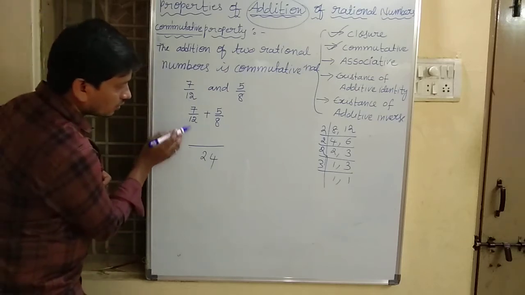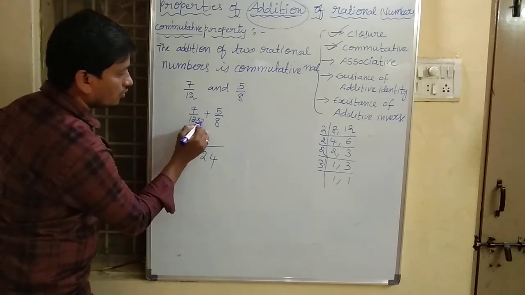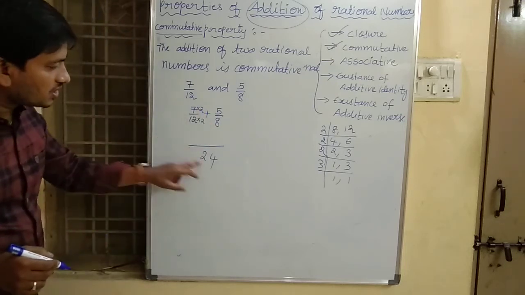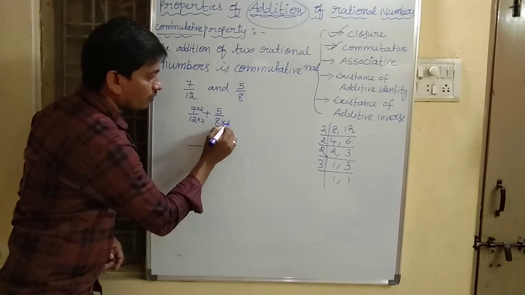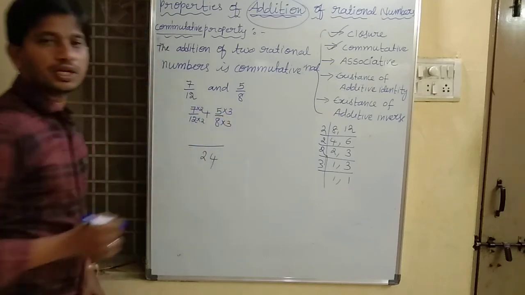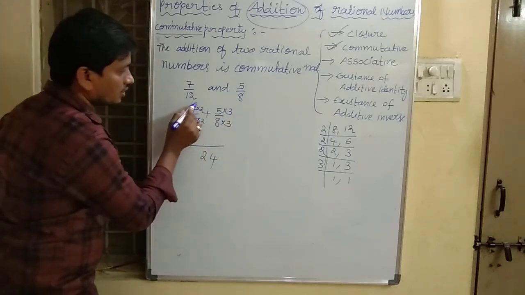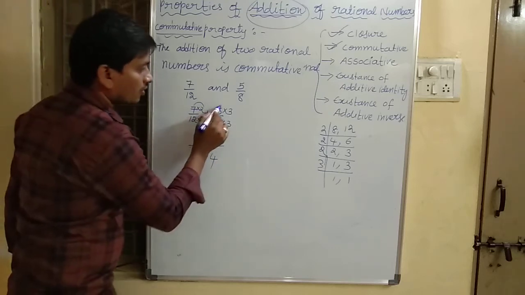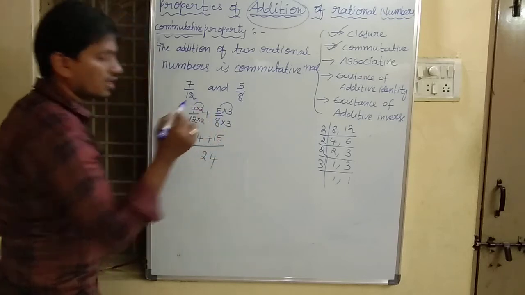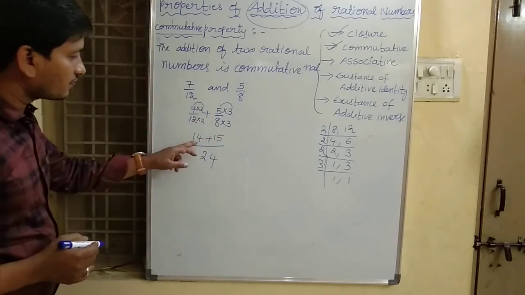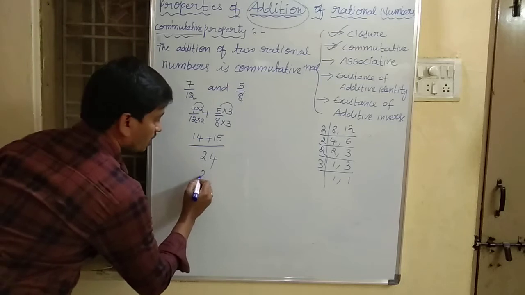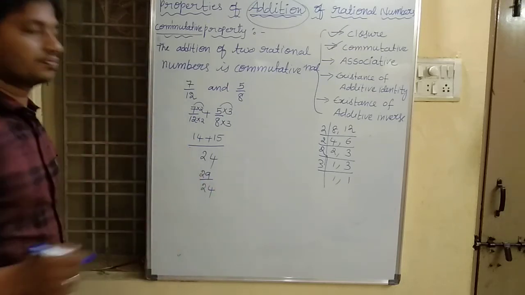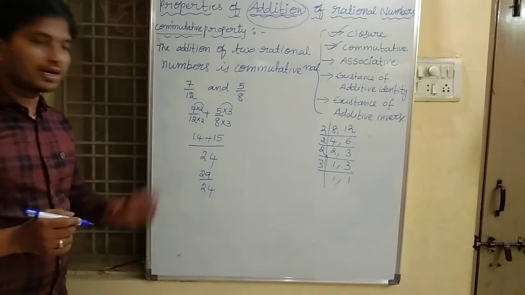Now 12 table, 12 twos are 24, into 2. 8 how much are 24? 8 threes are 24, into 3. So that is 7 into 2, 7 twos are 14, plus 5 into 3, 5 threes are 15. So what is 14 plus 15? That is 29 by 24. So we got 29 by 24.